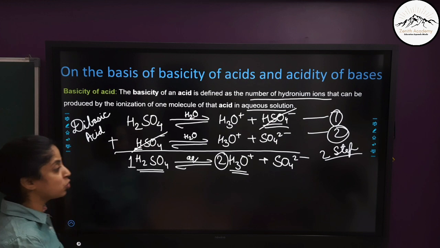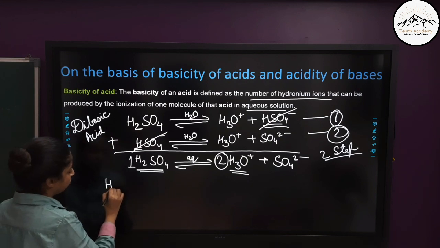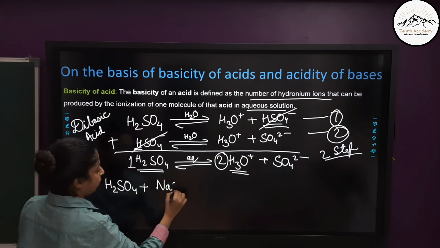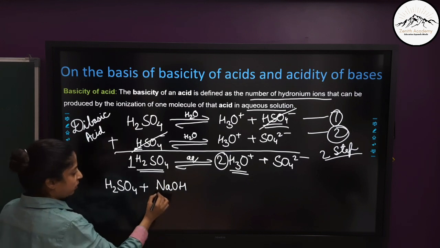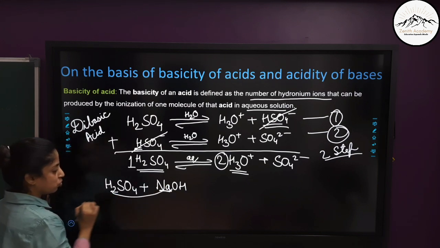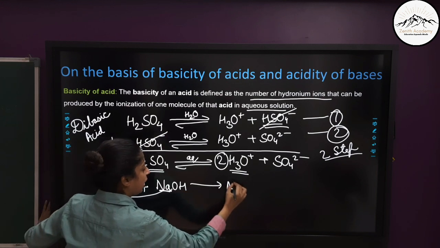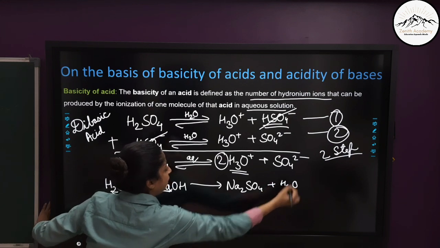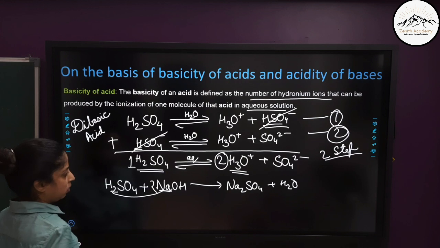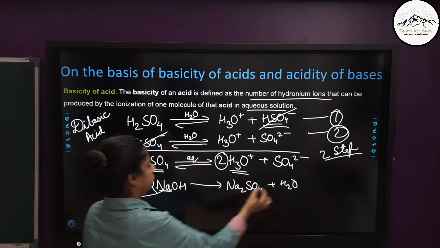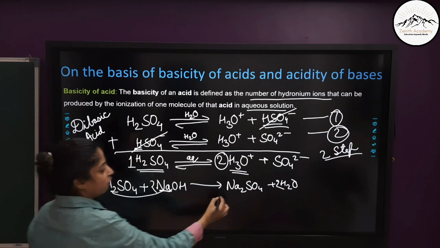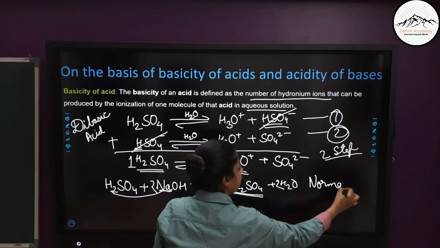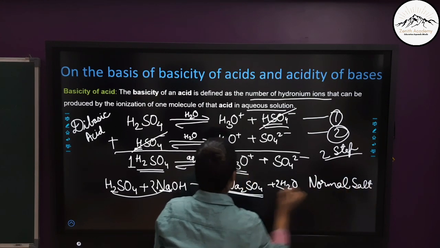Right? And which type of salts can it form? Now you see this H2SO4, when I react it with NaOH. What is one possibility? That this sodium replaces both the hydrogens here. So it will form Na2SO4, sodium sulfate, and water. You just have to now balance it. Now this is balanced. So what is this type of salt known as? This is a normal salt because it has replaced all the hydrogen and now there is no hydrogen.